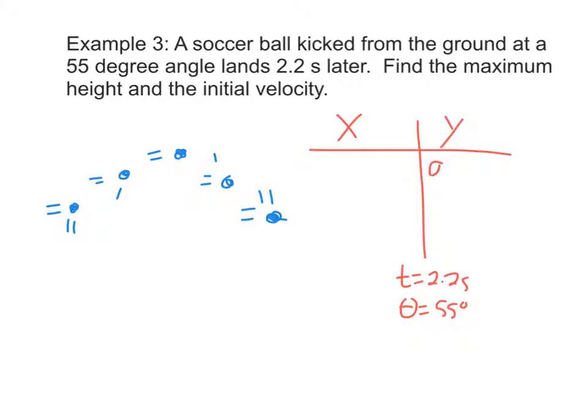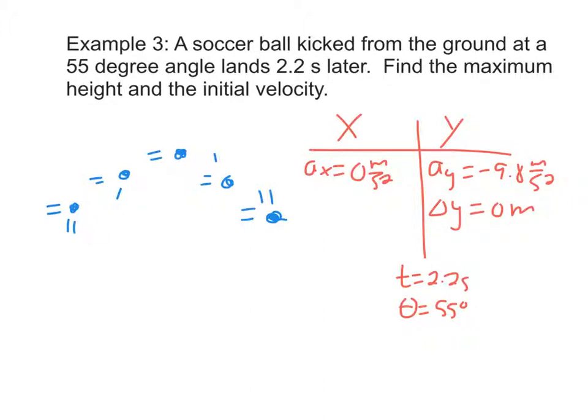What we do know in the y is that the acceleration is negative 9.8 meters per second squared, and we do know in the x that the acceleration is 0 meters per second squared. And we have one other thing that we can know for the y. The soccer ball starts and ends at the same height. So my delta y for the whole time is going to be equal to 0.